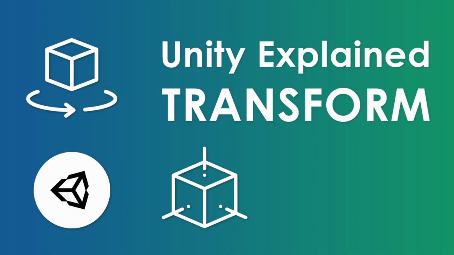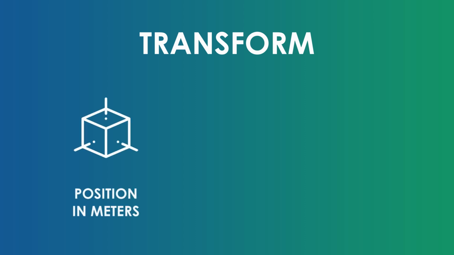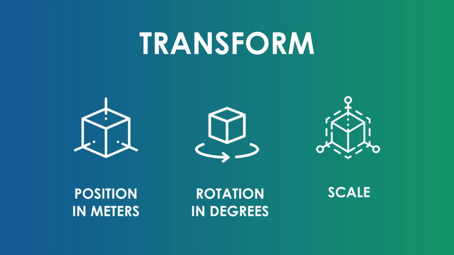Today we'll be taking a look at the transform component, so let's get into it. The transform component is the most basic component in Unity. It stores the object's position, rotation, and scale values. A game object will always have a transform component, and you cannot remove a transform component from a game object.